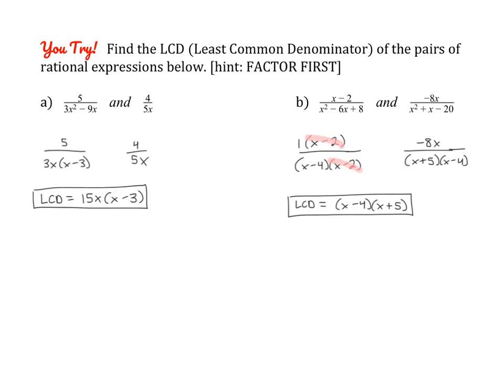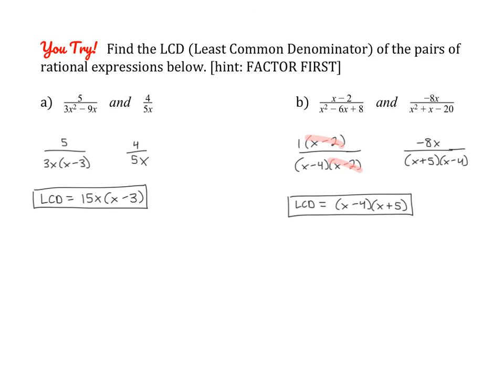All right, go ahead and check your work. So for part A, after you factor that first term, you get 3x times x minus 3 in the denominator. Our denominator here is 5x. So the LCD of 3 and 5 is 15. Here we have a single power of x on each side, so x works, and then we still have to list x minus 3, so all of the factors are included.